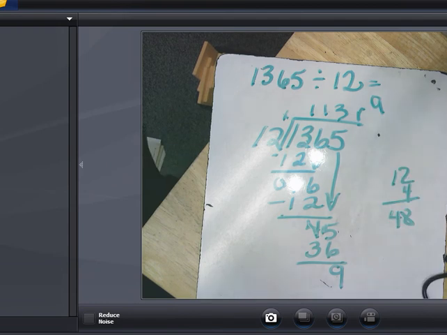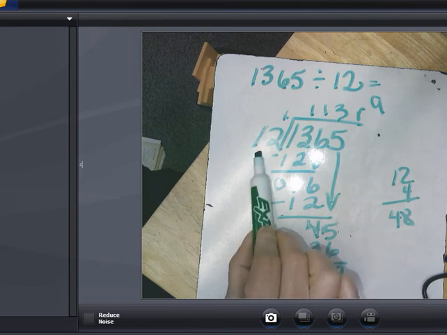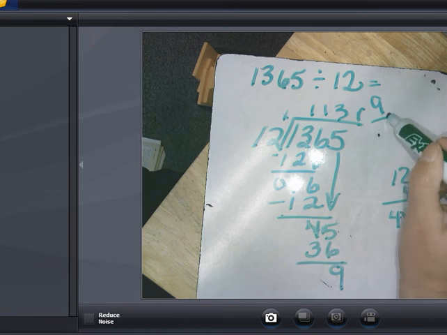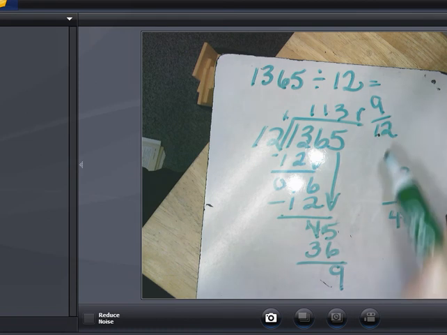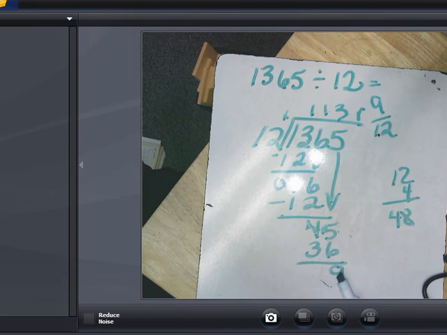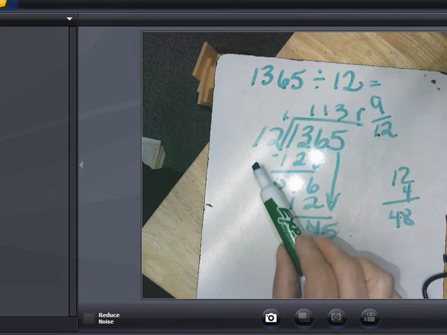Here's how we make it a fraction. This is probably new to you guys. So your remainder is how many are left over out of the divisor. So it's 9 out of 12. I have 9 parts left out of 12. 9 miles is left over out of 12.